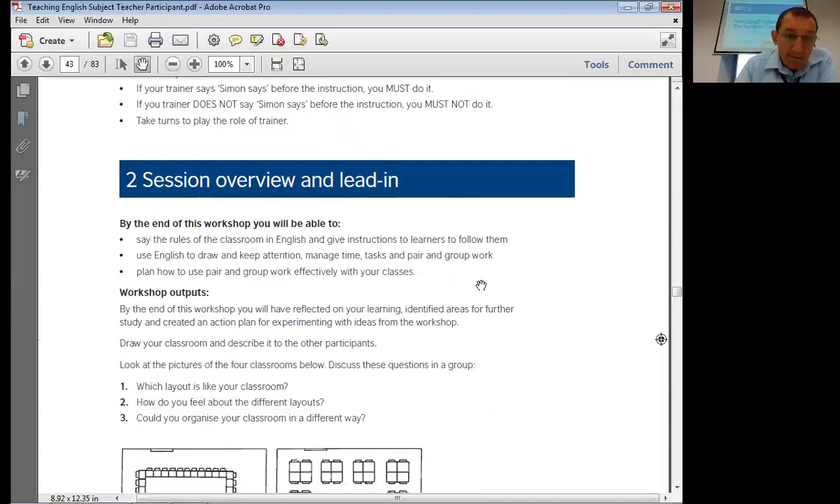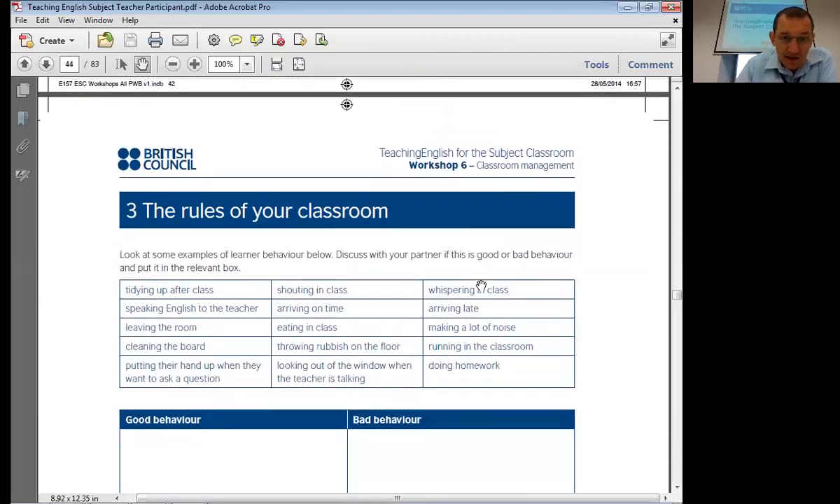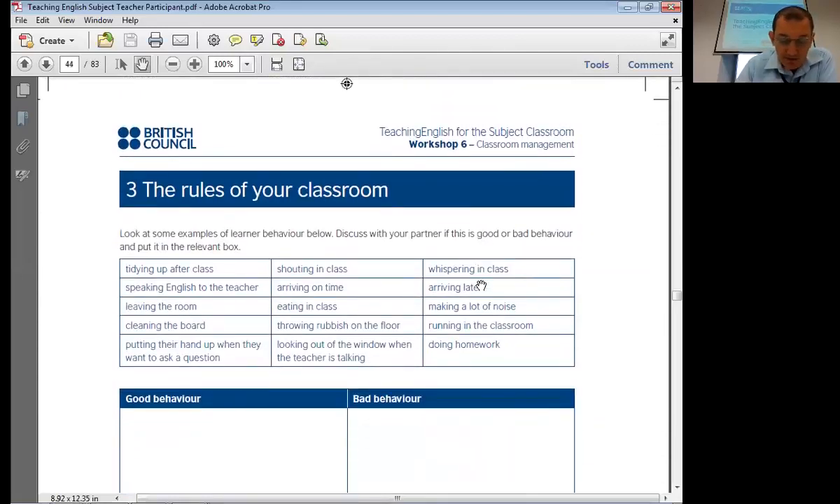Stage 3 is the rules of the classroom. So your rules, you're going to explain the difference between must, mustn't, should, shouldn't. And you'll need to drill these phrases. So you model and the participants repeat. You can write on the board some phrases. You should speak English. You shouldn't arrive late, for example. Model and ask participants to repeat these phrases.